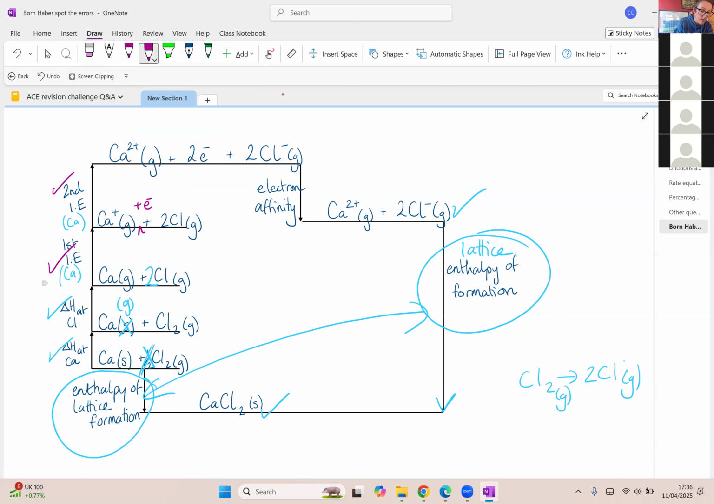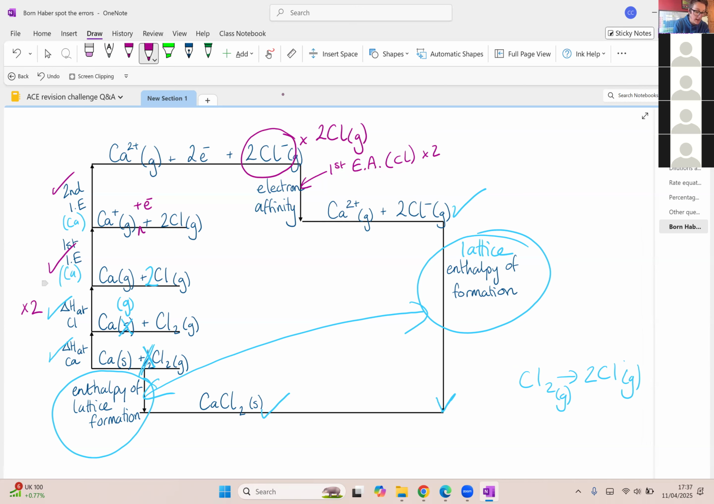On the top, it is not correct because I've made my chlorine negative too quickly, and that should just be 2Cl gas. This is electron affinity. If I was being fussy, I would rather see it called first electron affinity of chlorine, and it's times 2. If you're doing a calculation, that is where people go wrong, forgetting that that is times 2. The atomization down the bottom is times 2 as well. So I would need to make sure I balanced all of that. I think we've caught them all.